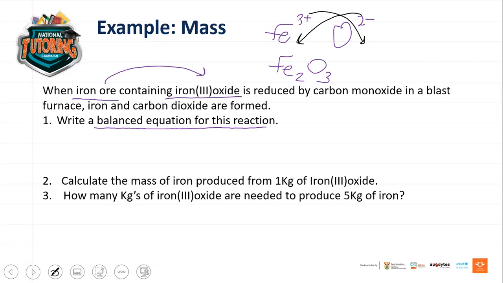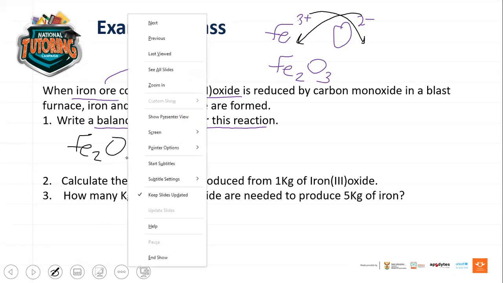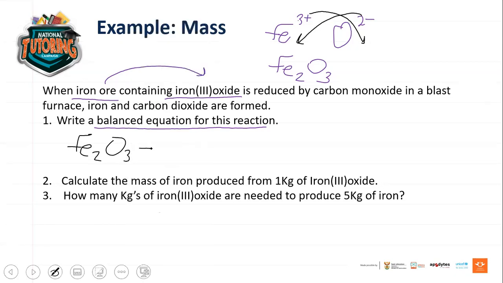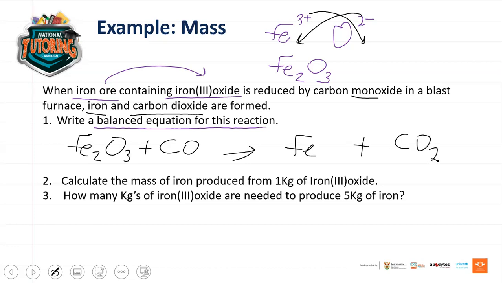What are we doing? We have our iron ore, which is iron 3 oxide, and it's being reduced by carbon monoxide. So fancy words, all it means is Fe2O3 is being reduced. So it means it's a redox reaction, but you don't really have to know anything about redox reactions. It's being reduced by carbon monoxide, so that means it's just CO, not CO2. And what are we getting? It says that we are getting iron and carbon dioxide. So iron is Fe and carbon dioxide is CO2.